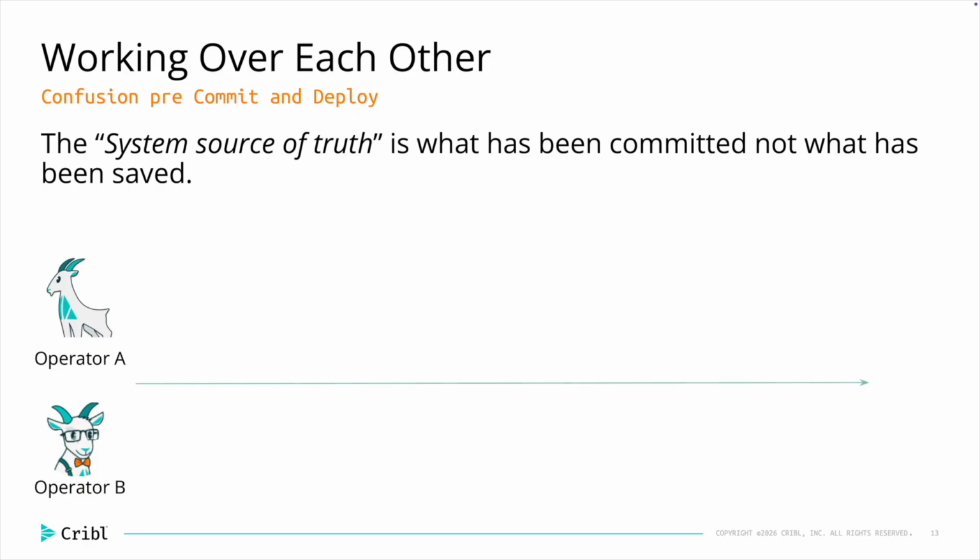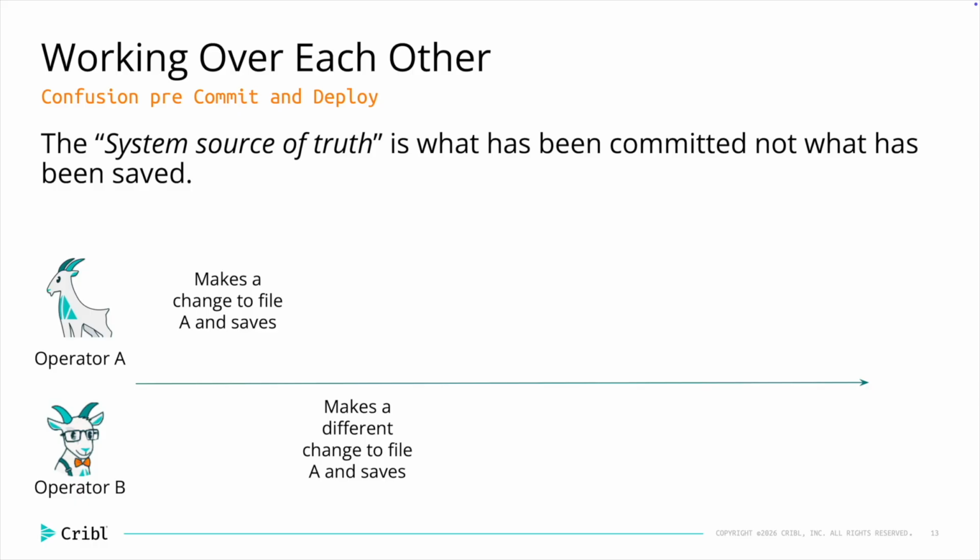Operator A makes a change to file A and saves. Operator B makes a different change to file A and saves, and then commits those changes. Operator A then looks for their changes in file A, and they appear to be missing. This, of course, is because operator A made those changes, they saved the file, but because those changes were not committed and were then later overwritten by operator B, they do not see their original changes in the file.